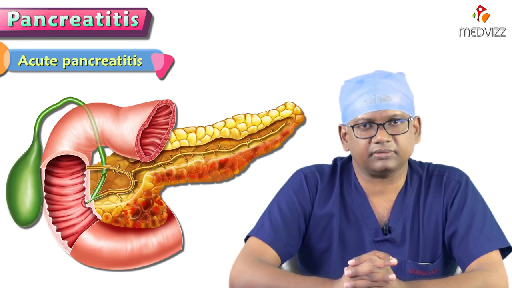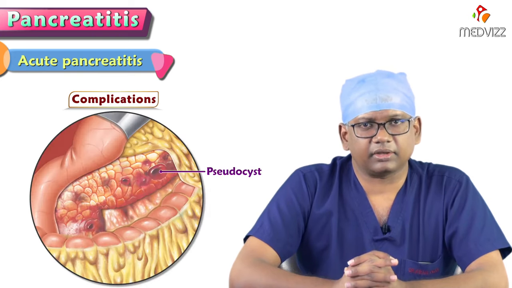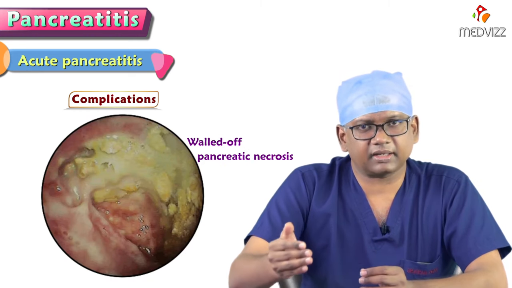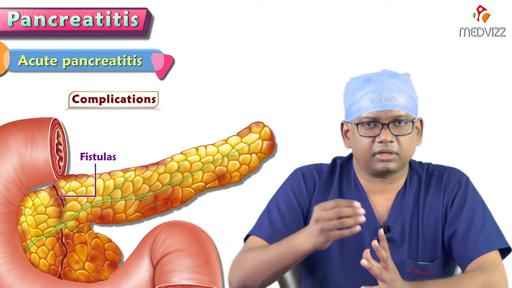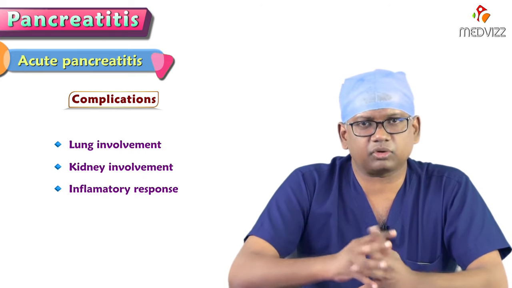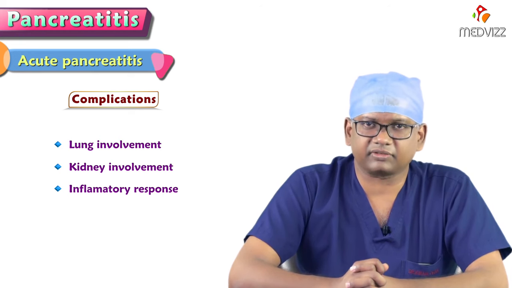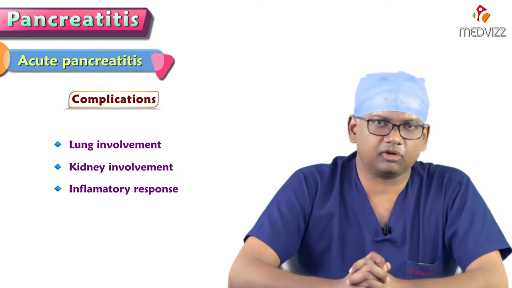The good thing about pancreatitis is that most patients do well with acute pancreatitis, but a small proportion of patients go on to develop complications like necrotizing pancreatitis, a pseudocyst, what you call walled off pancreatic necrosis, and sometimes pancreatic fistulas, sometimes respiratory, lung involvement, sometimes kidney involvement, sometimes an inflammatory response called SIRS response, which can be life-threatening sometimes. So all these patients need to be monitored closely in an intensive care setup and treated aggressively to prevent any complications.